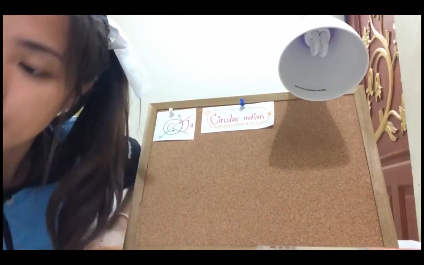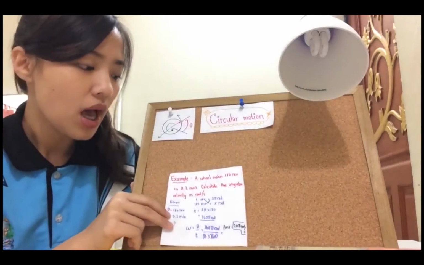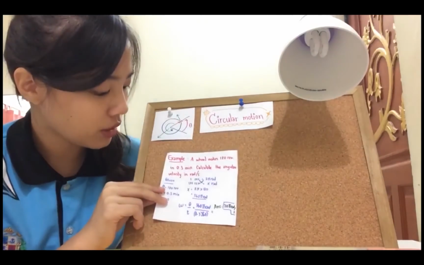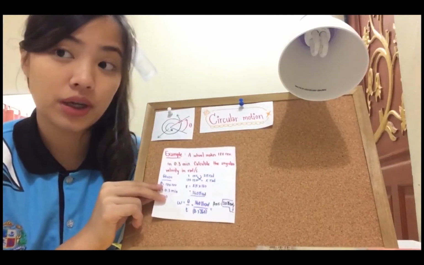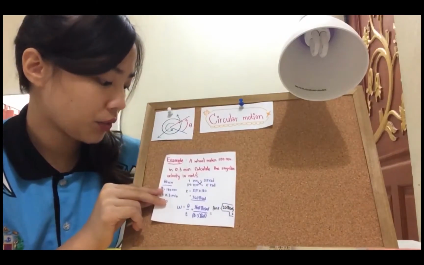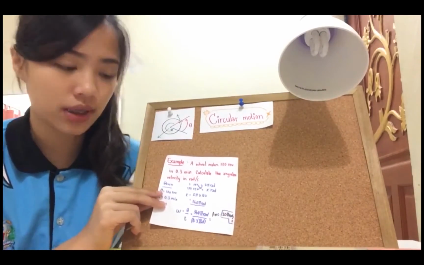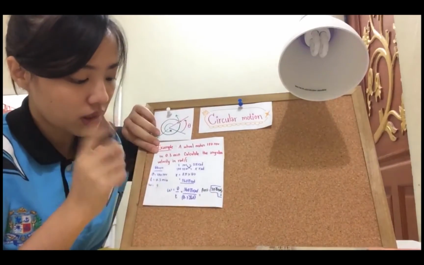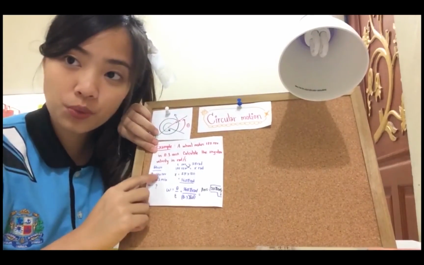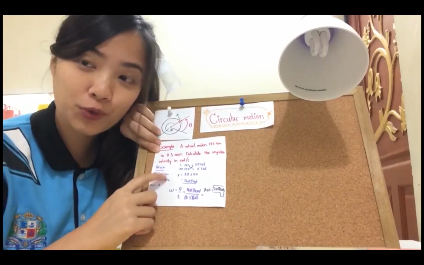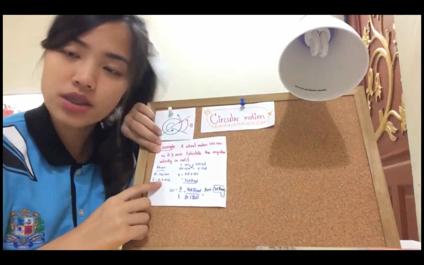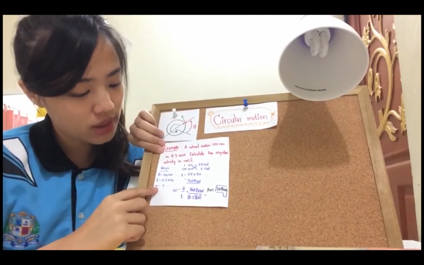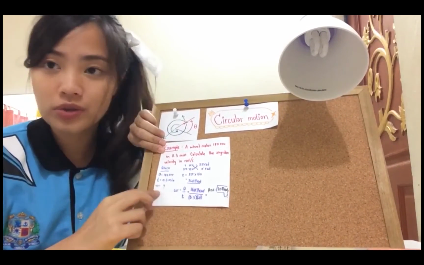Another example. A wheel makes 180 revolutions in 0.3 minutes. Calculate the angular velocity in radian per second. First, we have to write given. The theta is equal to 180 revolutions, and time is 0.3 minutes. They want to know what is the angular velocity.